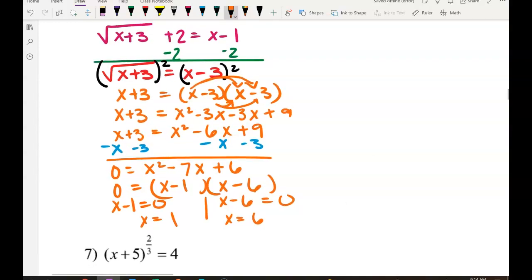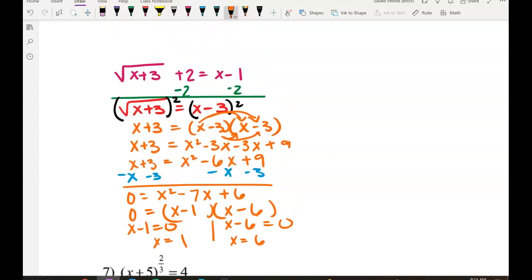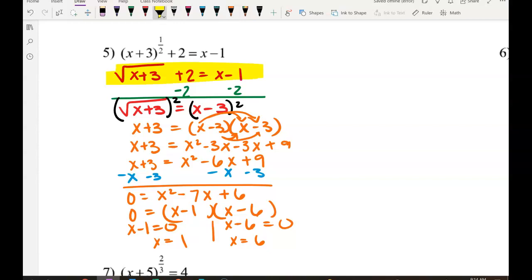All right, let's check it really quick, y'all, to see if we can keep both or none. Okay. So here's what we rewrote it as. Would you guys agree? So let's see. When x is 1, can we keep it? Let's check really quickly. 1 plus 3 is? 4. Square root of 4? 2. 2 plus 2? So the left side is 4. What's 1 minus 1 on the right side? Can I keep it? No. So eliminate your x.